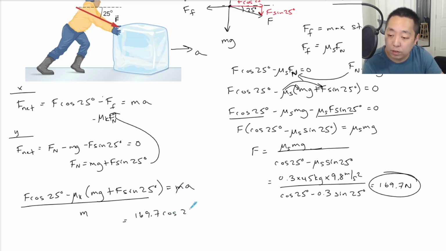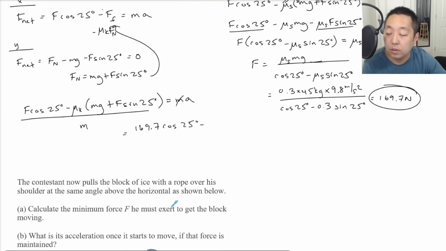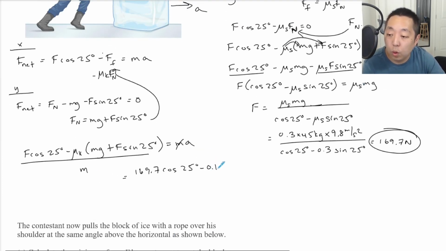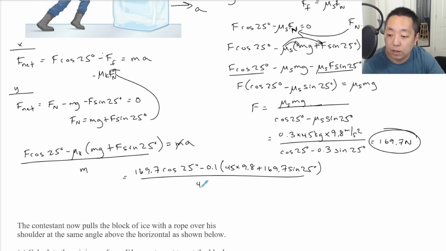169.7 cosine 25 degrees minus 0.1 times 45 times 9.8 plus 169.7 sine of 25 degrees, all of that divided by 45 kilograms. I get 2.28 meters per second squared.